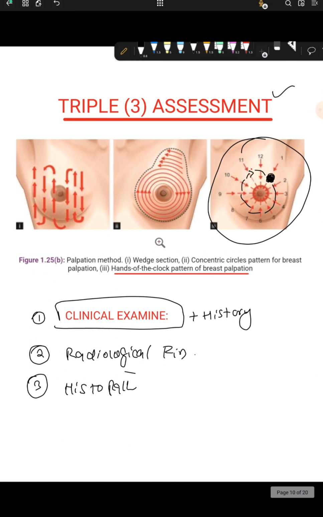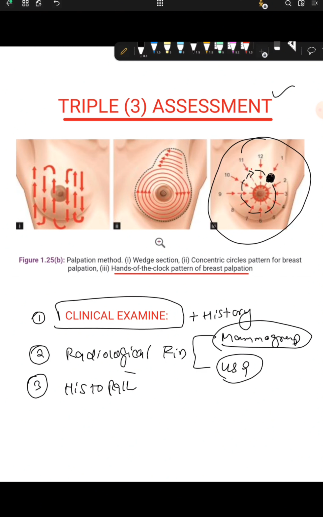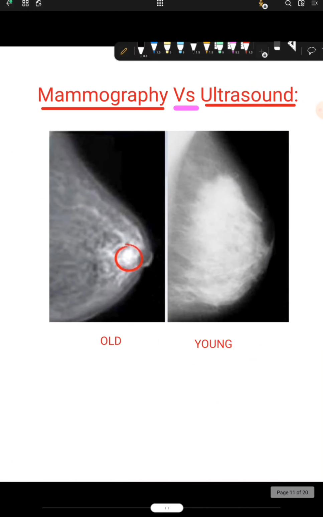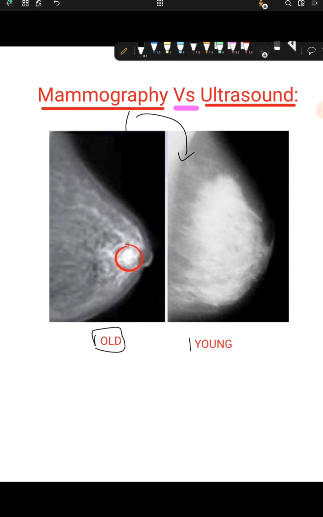In the radiological findings there are two conditions. It contains ultrasonography, mammography, and also MRI, but we will discuss mammography as well as ultrasonography, right? Why have we discussed these two things, I will tell you. So this is mammography versus ultrasound. Both are mammograms of a young and an old lady. So this is the old and this is the young.